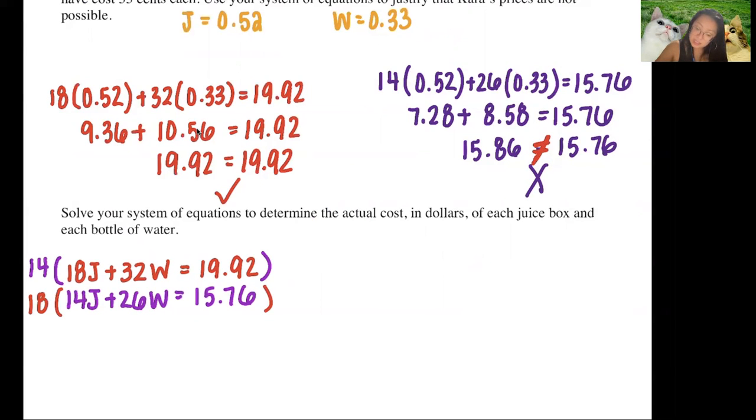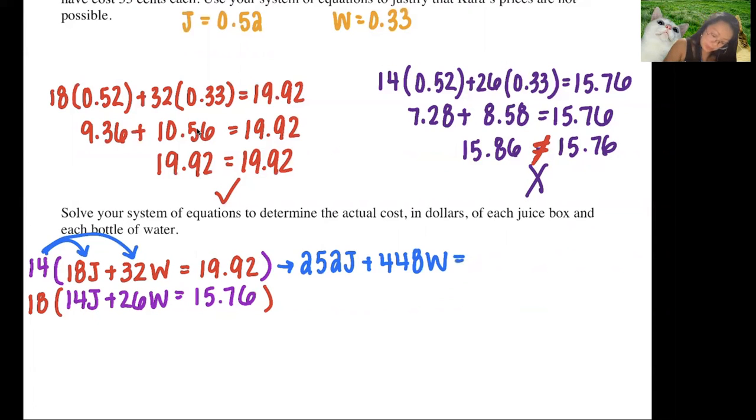So 14 times 18, I get 252J. 14 times 32, I get 448W. And then 14 times 19.92, that's going to be equal to 278.88.